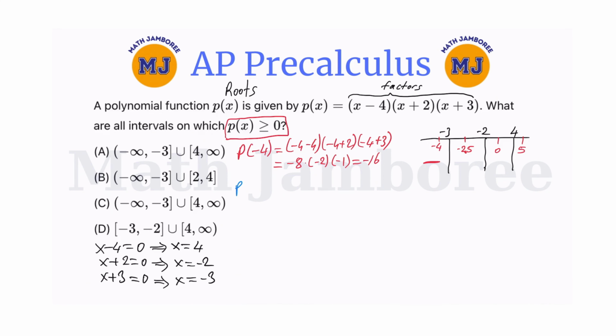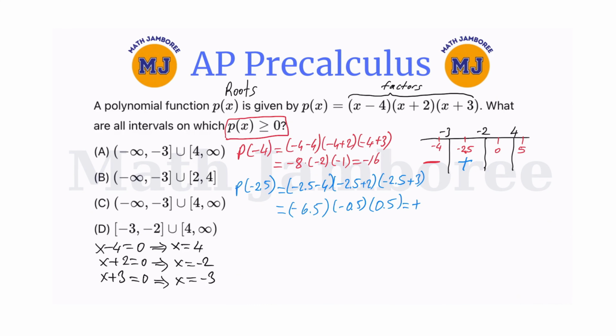What about p of negative 2.5? If I put negative 2.5 for the x, this becomes negative 2.5 minus 4, negative 2.5 plus 2, and negative 2.5 plus 3. This is negative 6.5 times negative 0.5 times positive 0.5. Just look at it: negative times negative is positive, so the result is positive. Do you need to calculate this? No. You can just leave it like that. The sign is positive.